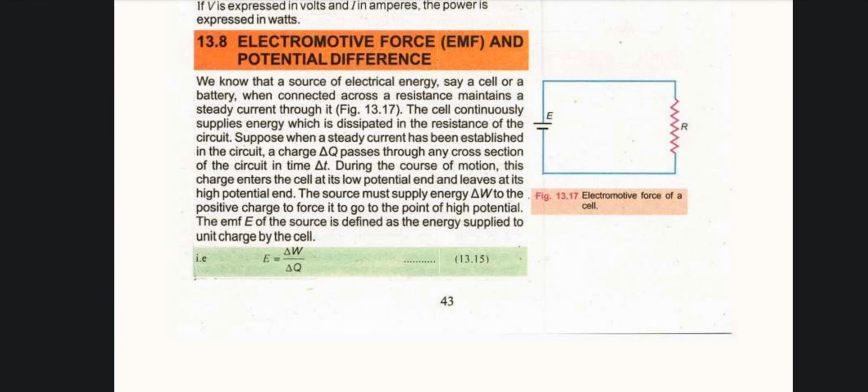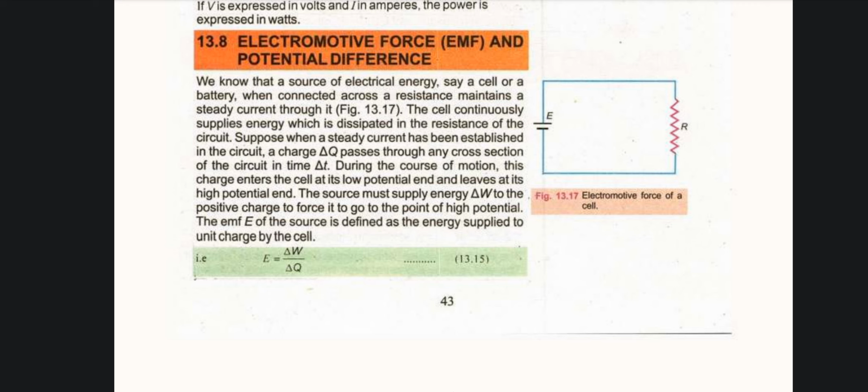Let's see what is EMF and potential difference. We know that a source of electrical energy, say a cell or battery, when connected across a resistance, maintains a steady current through it. The cell continuously supplies energy which is dissipated in the resistance of the circuit.